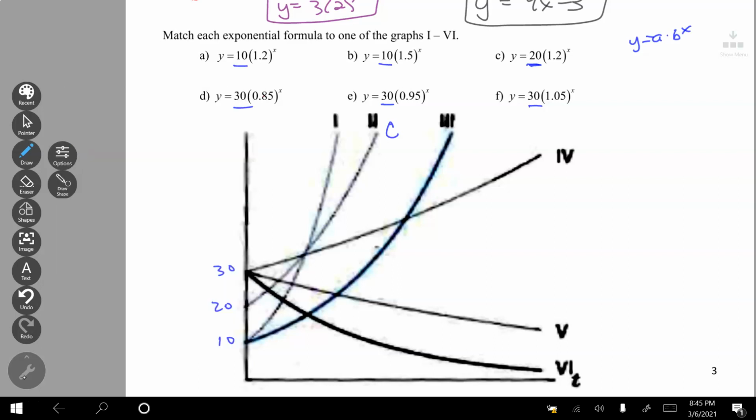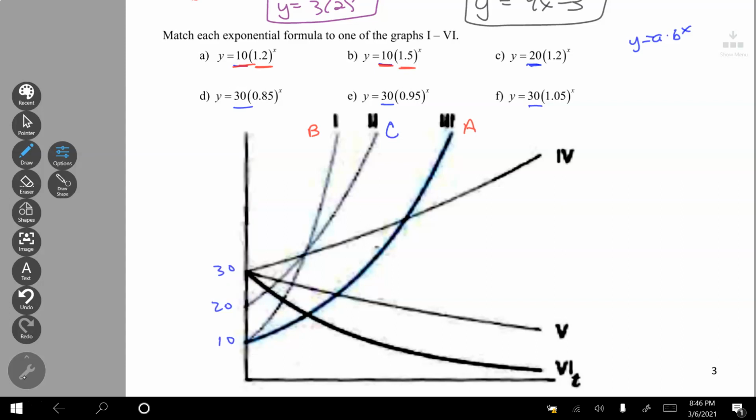I do see that 2 of them have 10 in them. Graph 1 and graph 2 both start at y equals 10, but we have a 1.2 and a 1.5 for my b values, and the closer you are to 1, the flatter you are. So this has to be equation A, and this has to be equation B, because 1.5 is definitely going to be a steeper graph, or better yet, 1.2 is the flatter graph because it's closer to 1.